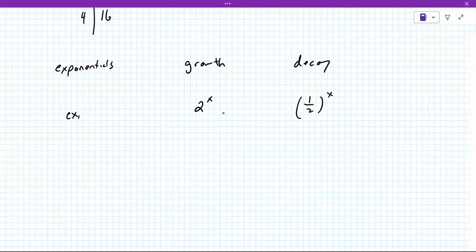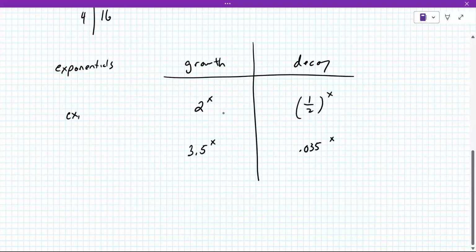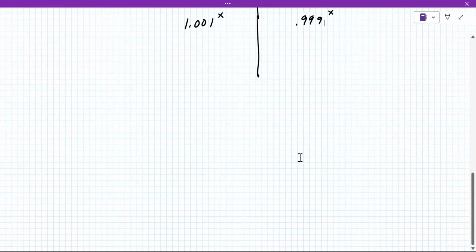Okay, let's say it's 3.5 to the power of x, that's also growth. But 0.035 to the power of x is decay. Okay, and let me give you one more here to think about. 1.001 to the power of x is growth, but 0.999 to the power of x is decay. What about a negative? Would a negative be decay? Good question. So I'm going to answer that here in a moment.